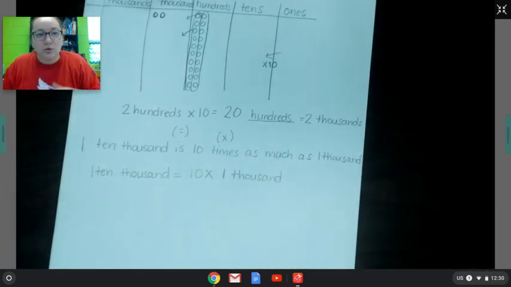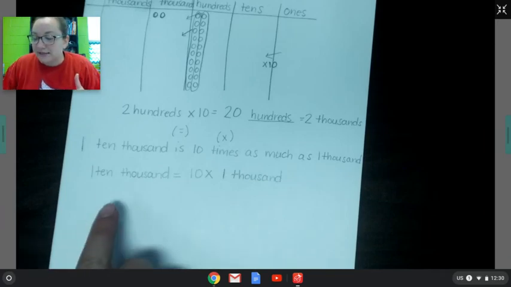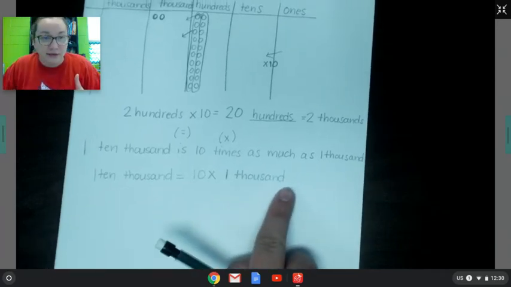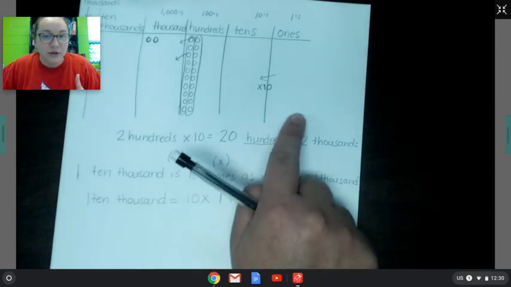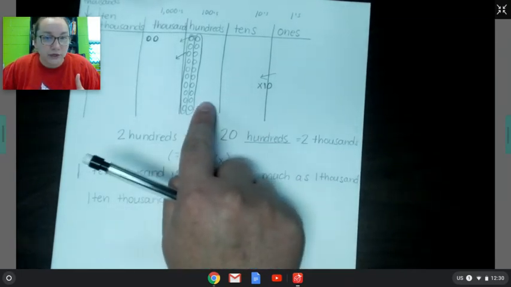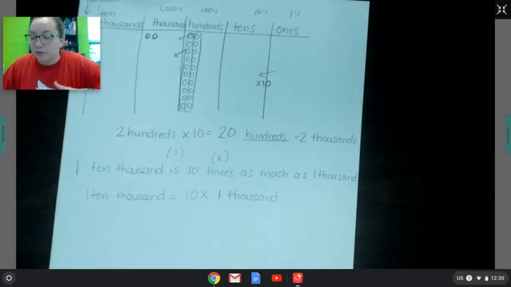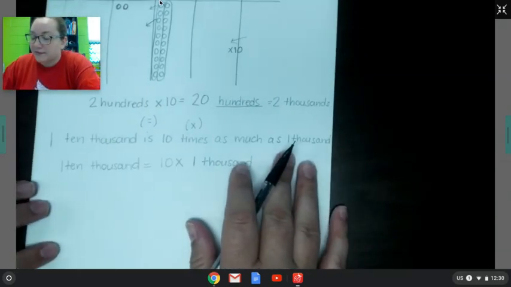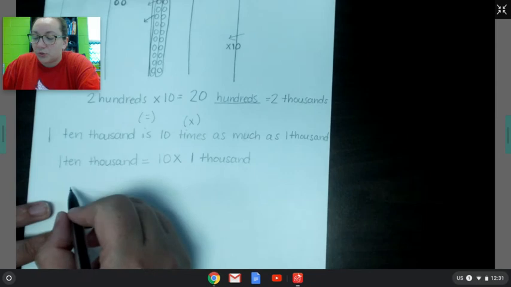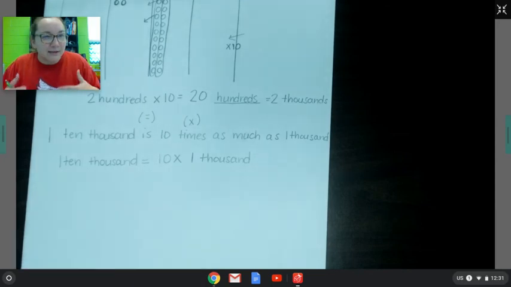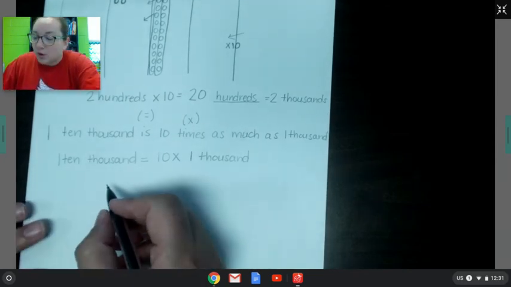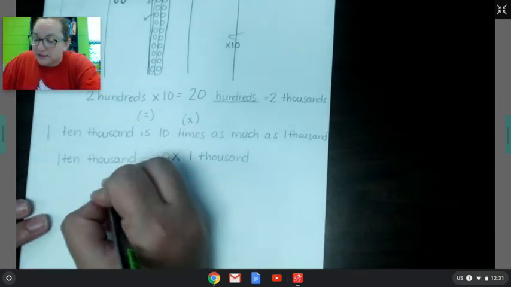So what's really cool in this lesson 2 on Zearn is you're going to see the same thing. They're going to show you that anytime you multiply by 10, you move forward. Okay, so anytime you multiply by 10, you move forward. Another cool thing that they do on Zearn is they're going to take it a step further and start giving us harder problems. So we might get a problem that looks like this.